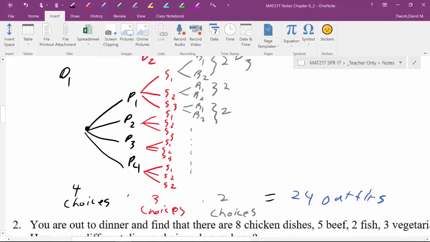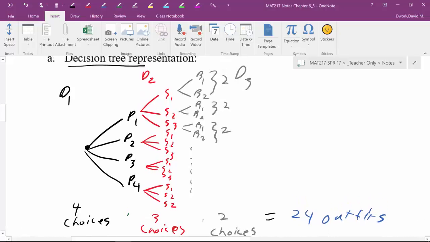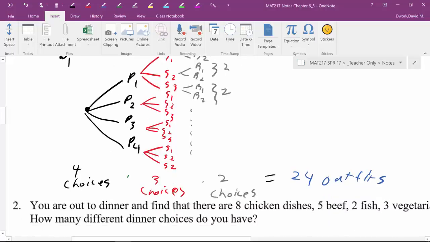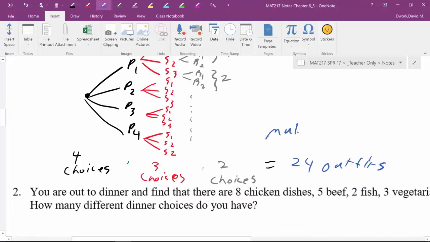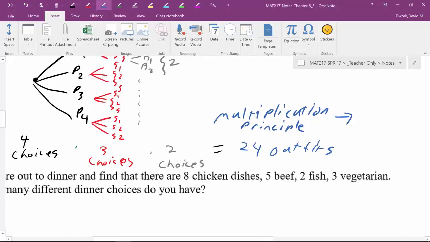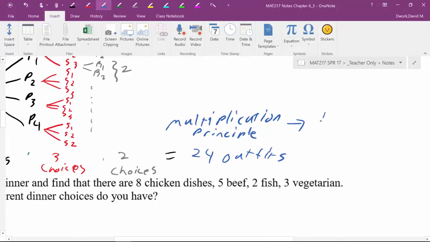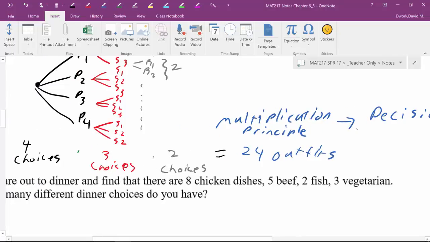Now, do you have to draw a decision tree for every problem? Absolutely not. It's just there to help you visualize what's going on. So if you have a big situation, it helps you understand, do I have this situation where I'm choosing either pants one, pants two, pants three, pants four? And then once I make that decision, moving along, it helps you organize and recognize the multiplication principle. That's kind of the idea. Multiplication principle chalks up to this: when you have decisions, it's the multiplication of the number of choices.